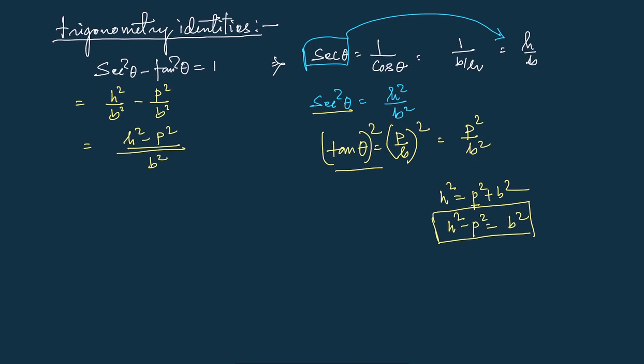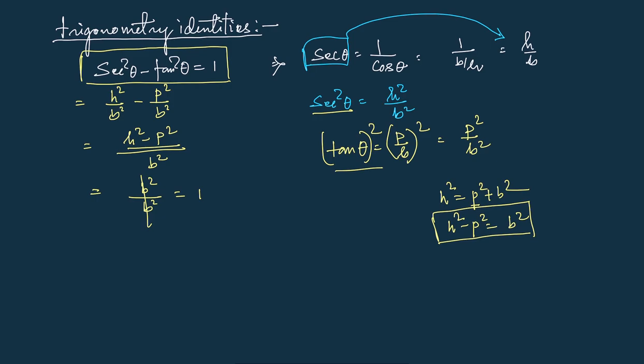So I am going to replace this h square minus p square here with b square. So it is equal to b square by b square. So b square by b square will be what? 1. So sec square theta minus tan square theta is equal to 1. This is the original formula.